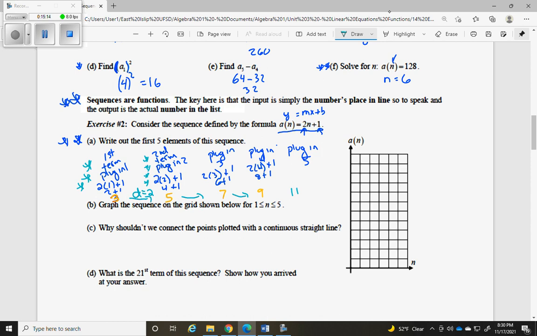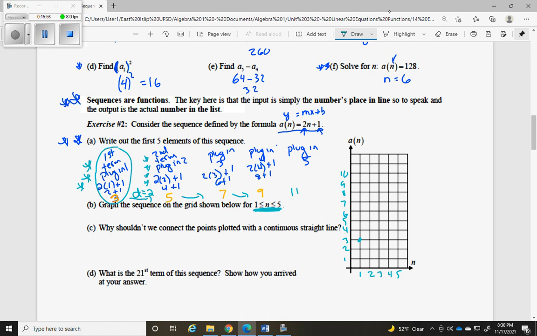It says graph the sequence on the grid shown, and this is really important. They want me to graph from when n was 1 to when n is 5. So this first term, remember I plugged in a 1. This is where n is 1. So if down here are my n's, and along my y-axis are my outputs, I can say when I plug in a 1, I got out a 3. So I just plotted that my first term is 3.